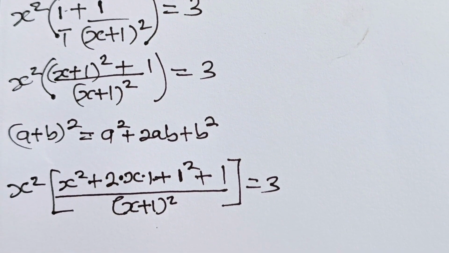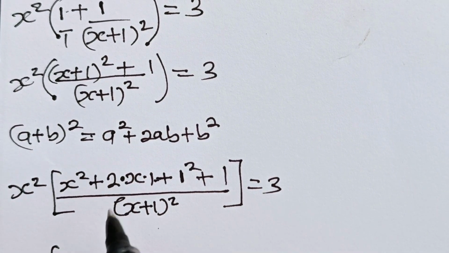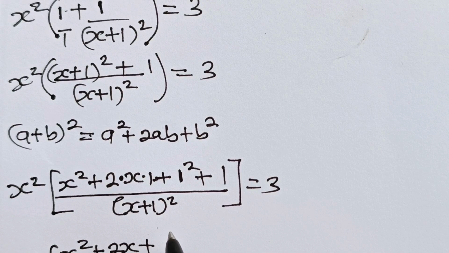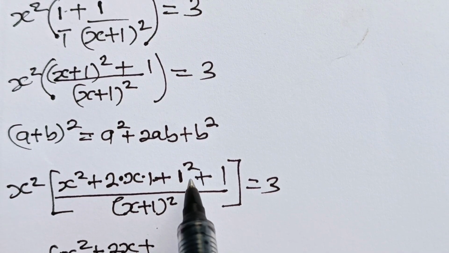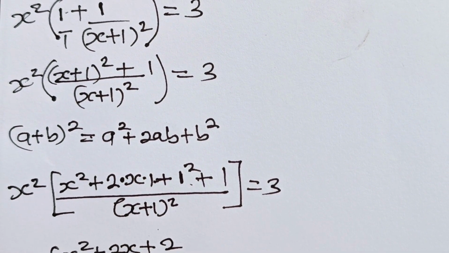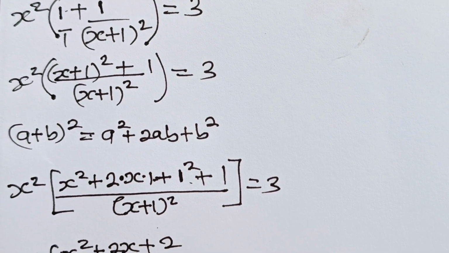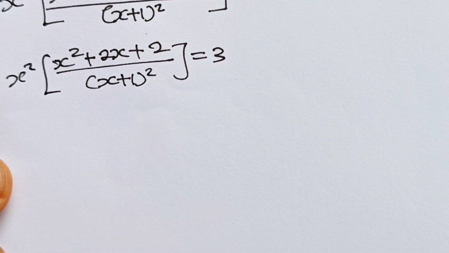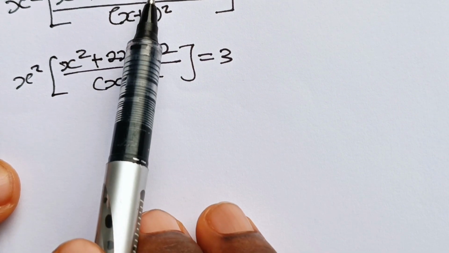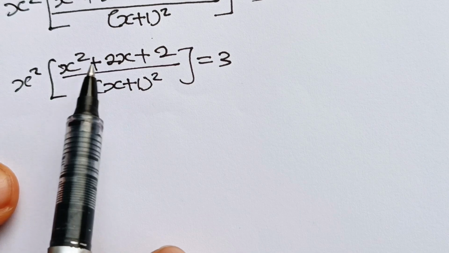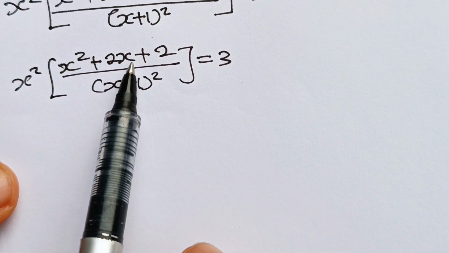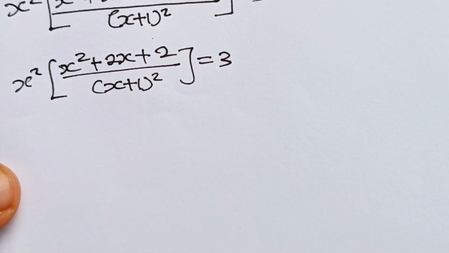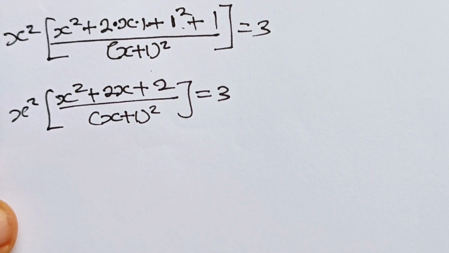Alright, now we have x to the power of 2, open bracket. So we have x squared plus 2x plus what? 1 squared is 1. So 1 plus 1 will give us 2, divided by x plus 1 squared. And this is equal to 3. Oh, you were not seeing that. So all I did was to add this to this. So x squared is x squared, plus 2 times x is 2x, plus 1 squared is 1, plus 1 is 2. So that is how I got what I got.